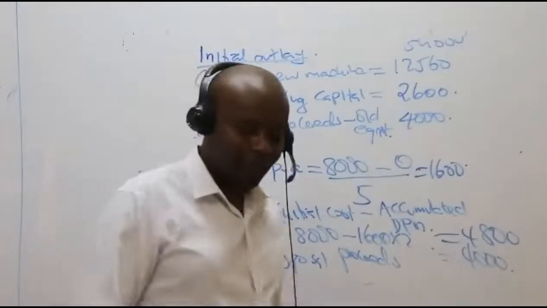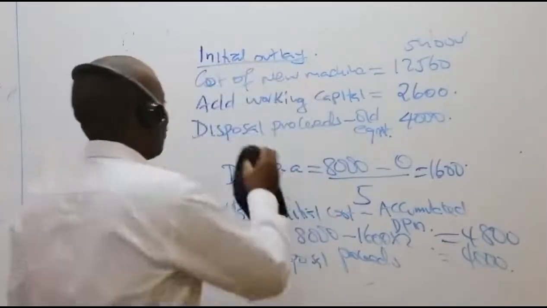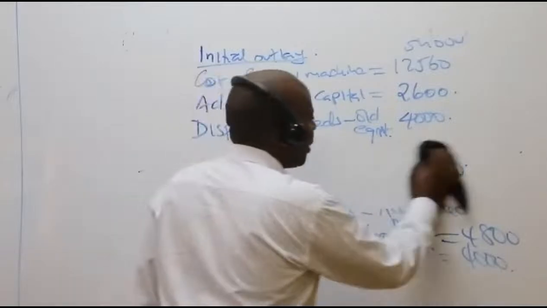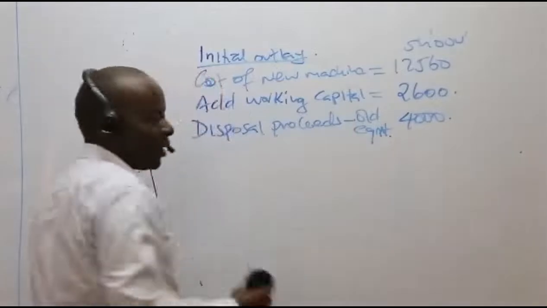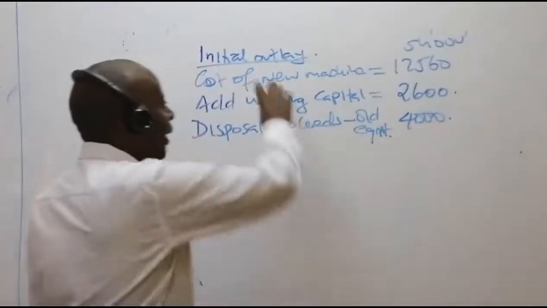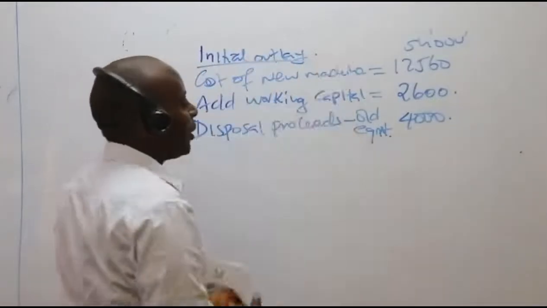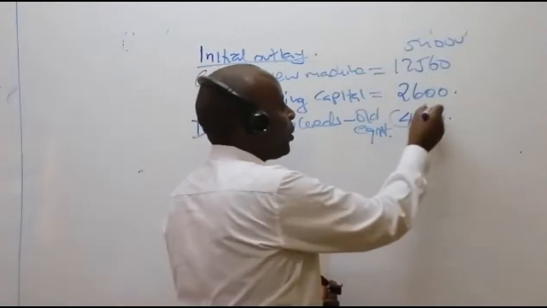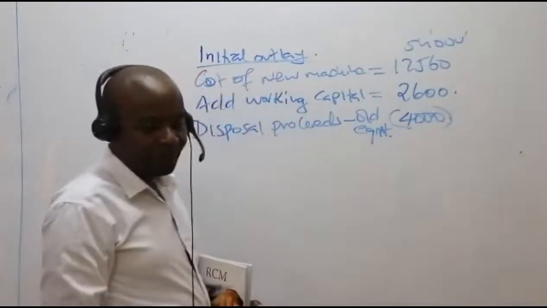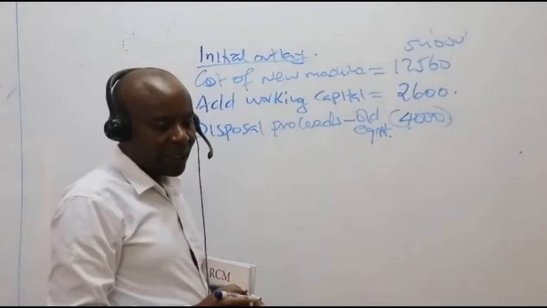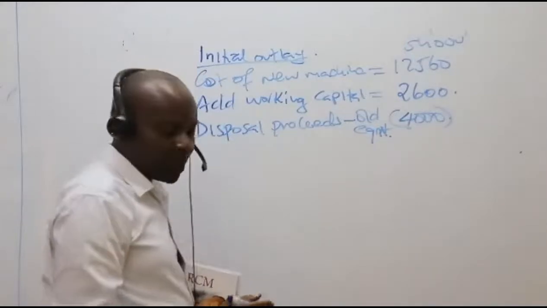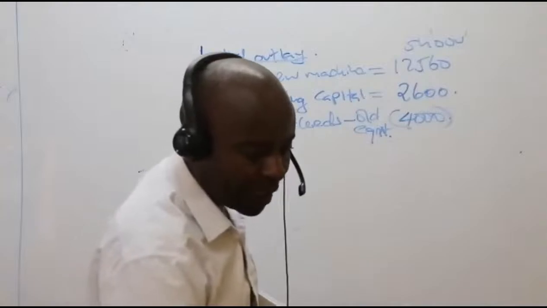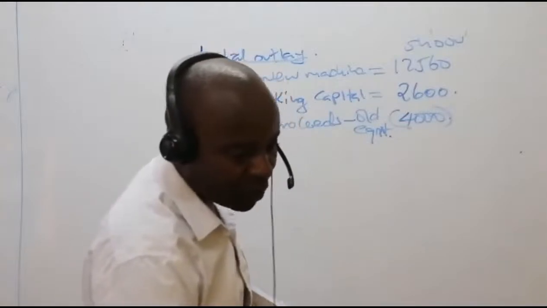Okay, great. So then, gentlemen, we have here disposal proceeds of the old equipment, 4,000, because you're putting it in an initial outlay statement. Then this one here should be put in brackets like that. After that, ladies and gentlemen, I expect you to come and capture something that most of us will forget.